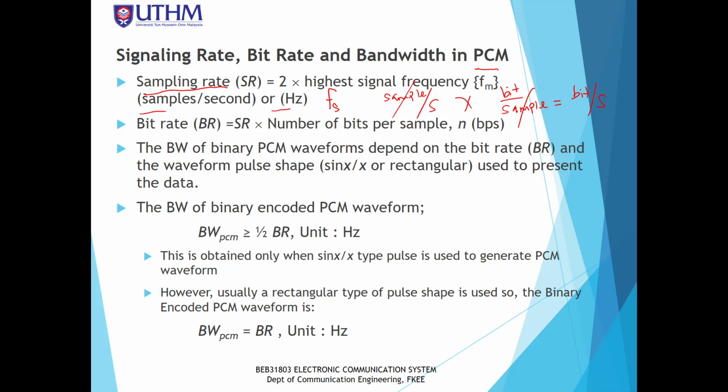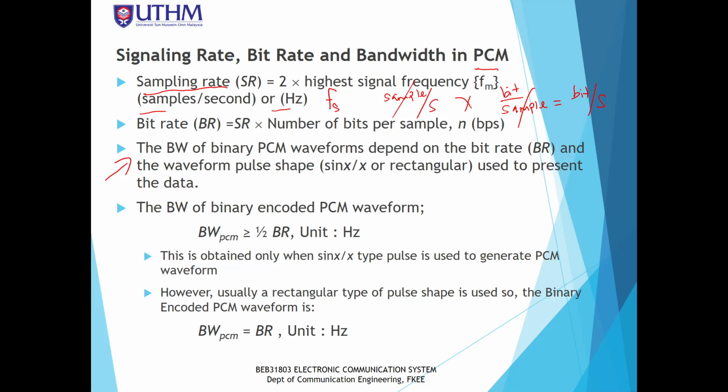So bit rate is also known as the data rate or the speed of transmission. Okay, the larger the bit rate value, the faster the transmission, and the greater the number of bits sent. Okay, so bit rate or data rate describes the speed of transmission. Okay, and then what?